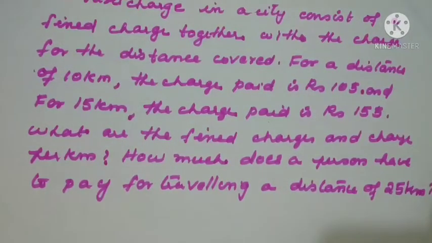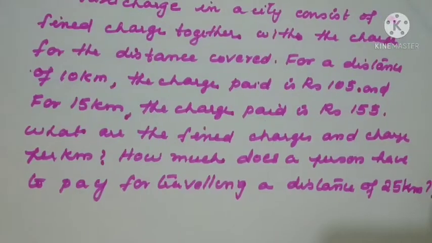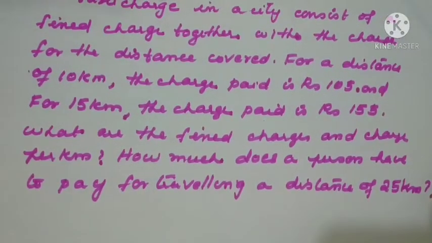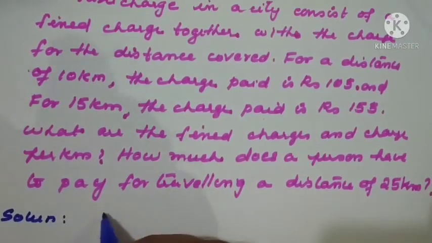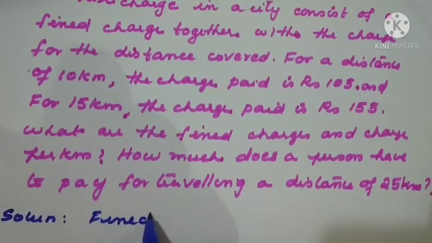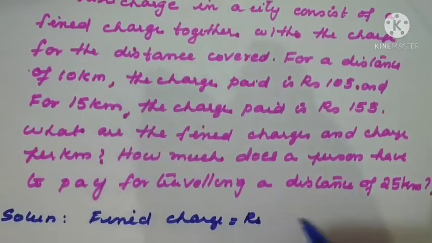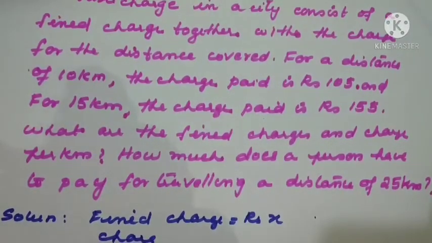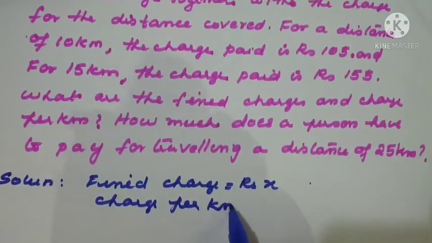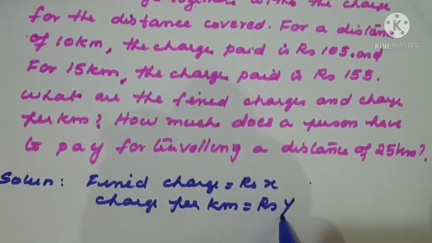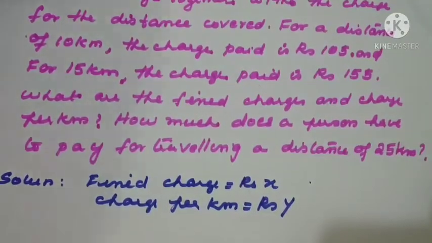So what we should take here is, let the fixed charge be equal to x and the charge per distance covered equal to y. So solution: the fixed charge is rupees x and the charge per kilometer is rupees y. Now we can read the question again.